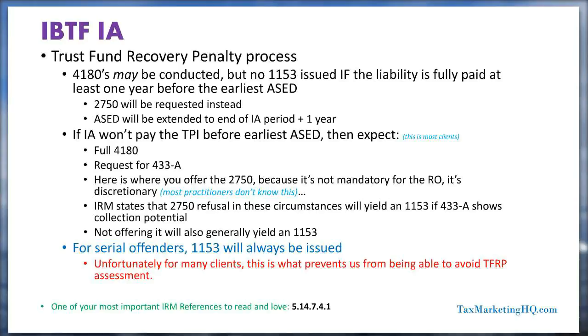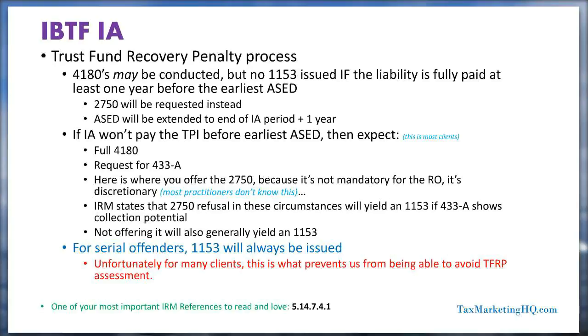So in these situations, there are typically going to be one of three things that happens. All right. The ACS, or the revenue officer, will conduct the 4180 interviews. All right. They'll start the trust fund investigation process. But no 1153 is going to be issued, which is the form 1153, the proposed assessment of the trust fund recovery penalty. Okay.